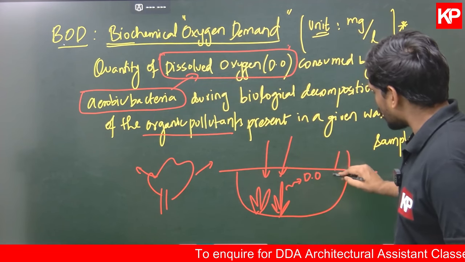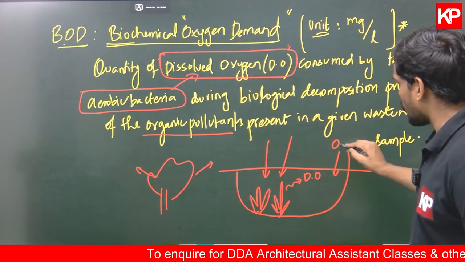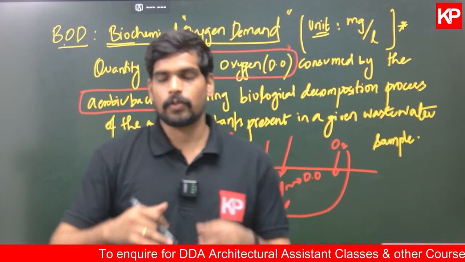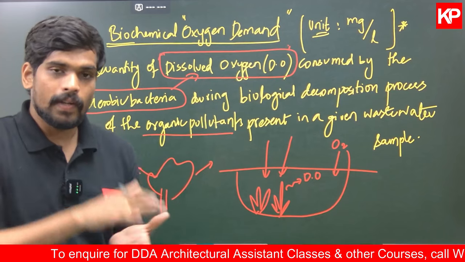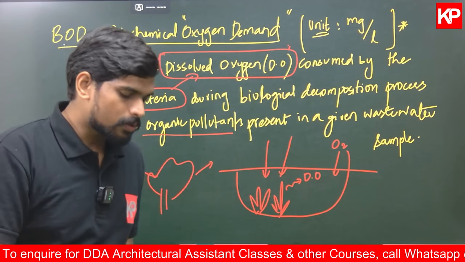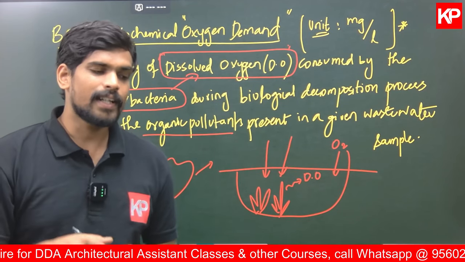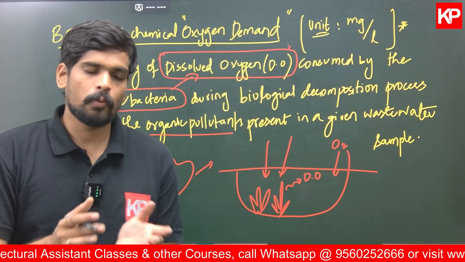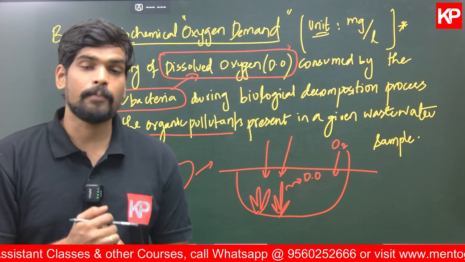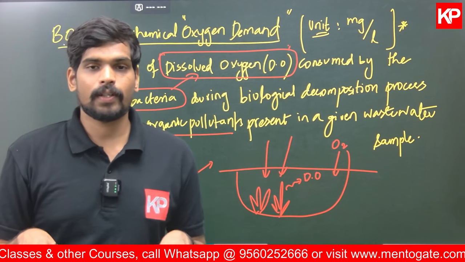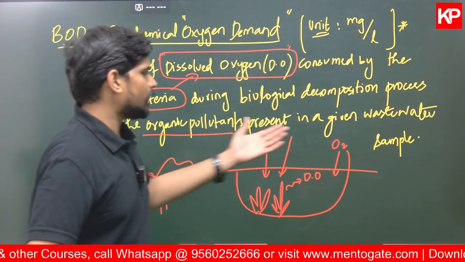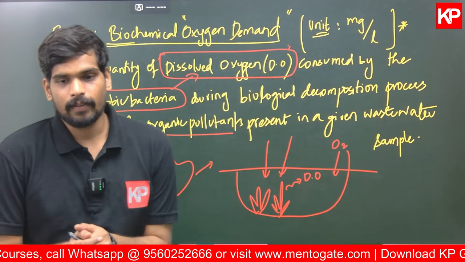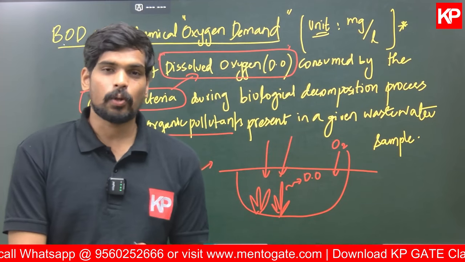Not only that, dissolved oxygen also is taken directly from the atmospheric oxygen. Whatever atmospheric oxygen is present, when it comes into contact with water, it also dissolves into water to some extent. It is generally higher in moving water bodies, in rivers and all. Wherever there is more movement, more dissolved oxygen levels can be observed compared to stagnant water bodies like ponds or lakes. There, the dissolved oxygen due to atmospheric oxygen dissolving into water is lower.